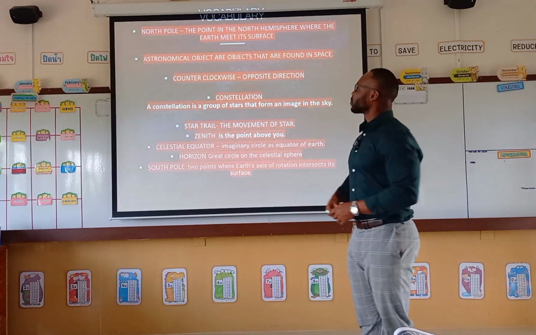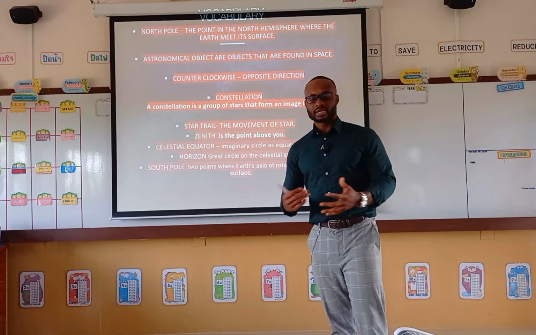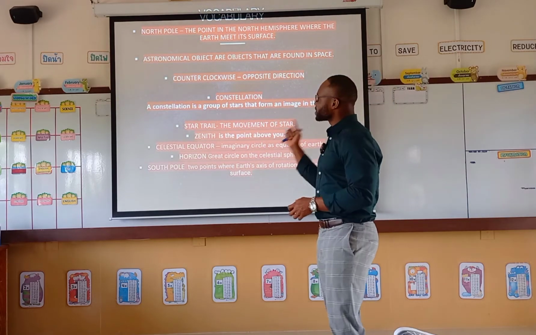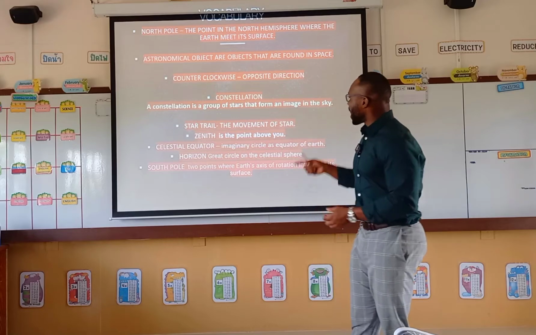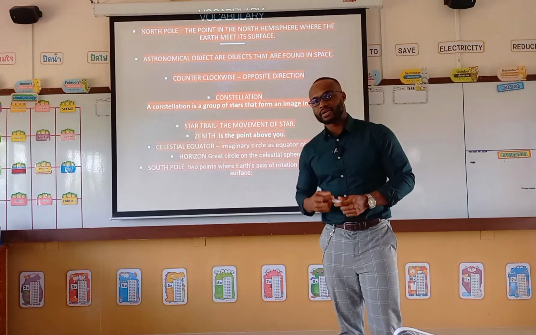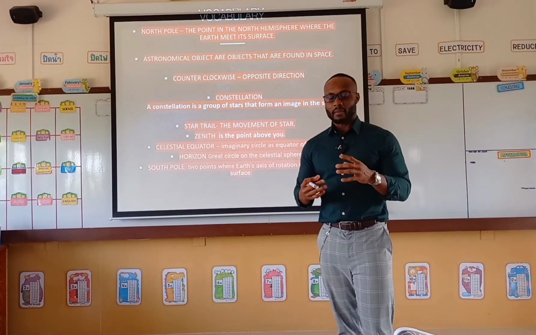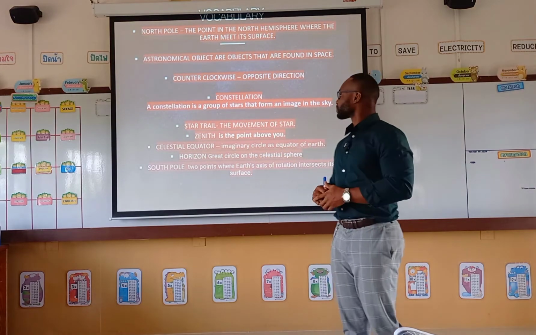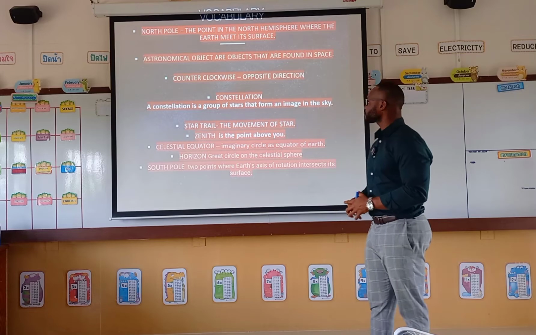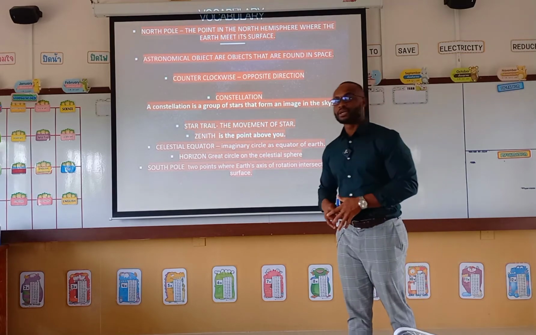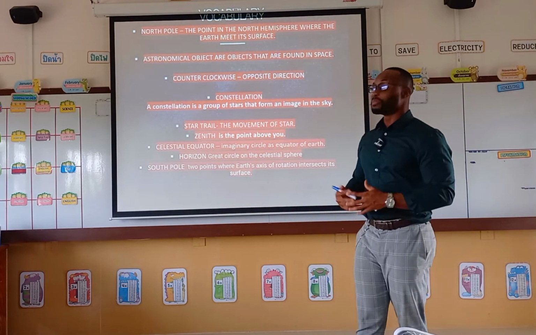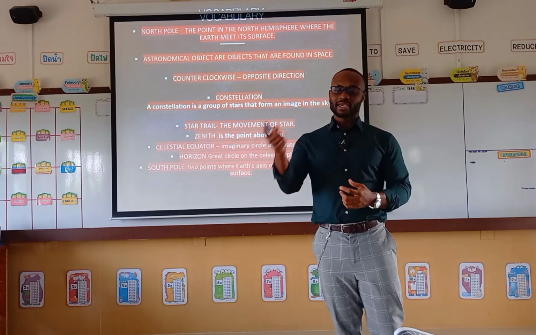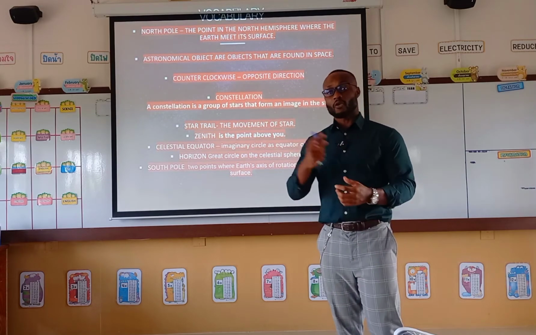All right, the next word is constellation. Constellation. Now, constellation is a group of stars that form an image, okay, or pattern in the sky. And you can only see this at night. Now, the next word is the star trail. Star trail. Now, the star trail is the movement of stars, okay, in a circular form, okay.